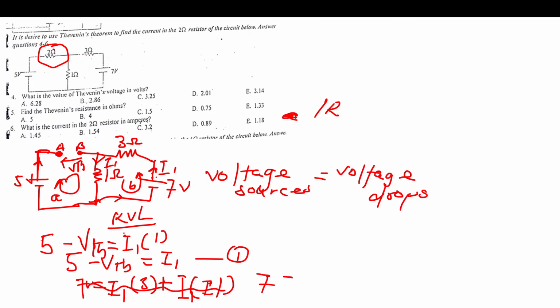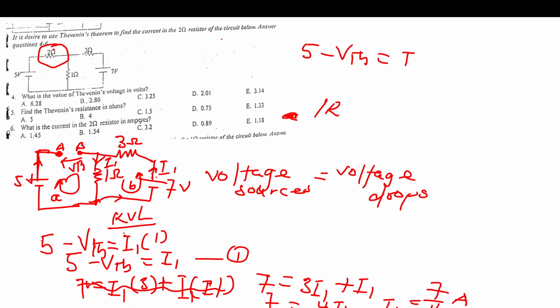7 is equal to 3I1 plus another I1. Okay, so we are going to have 7 to be equal to 4I1. Now what's our I1? I1 is going to be 7 on 4 amperes. Now, from equation 1, we can see that our 5 minus VTH is equal to I1.